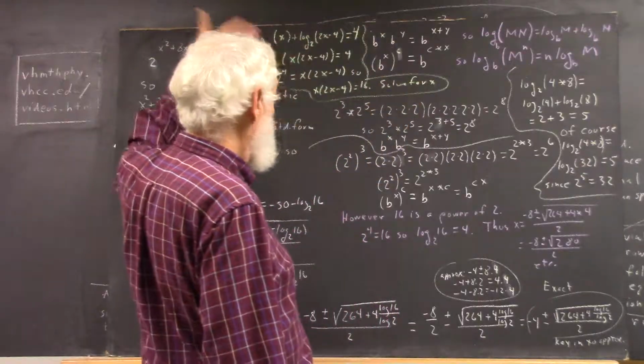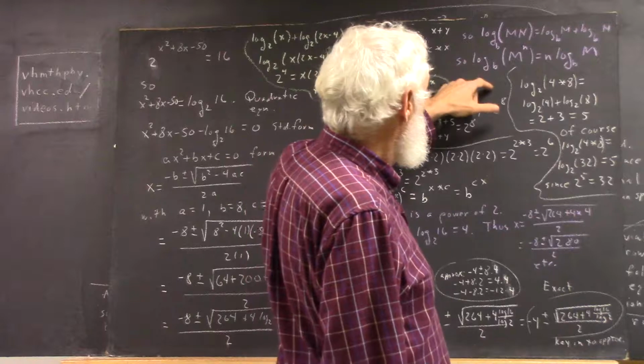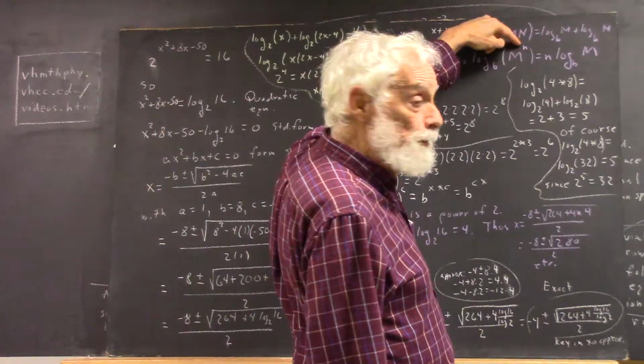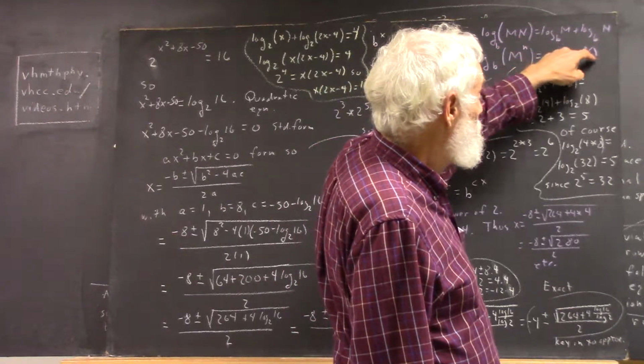Another rule that I didn't have to use up here, but will in a number of equations, is log to the base b of m raised to some power n is just n times log to the base b of m.